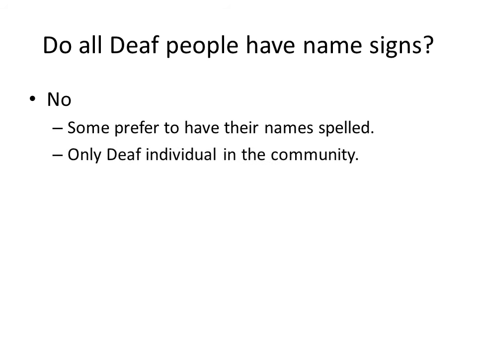A deaf person usually will not have a name sign if they are the only deaf person in the community. The same is true for some deaf children born to hearing parents, if those parents have not given their child a name sign. These deaf children, in those cases, do not get a name sign until they are around other deaf individuals.